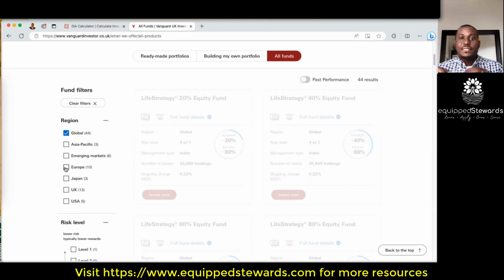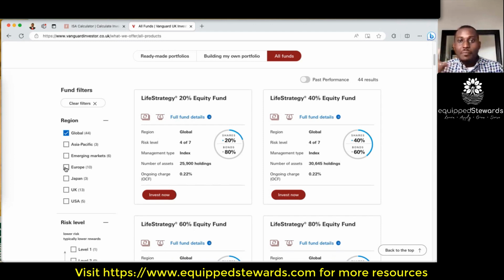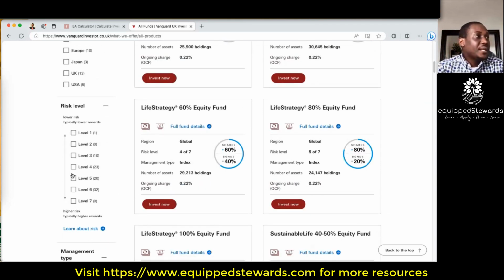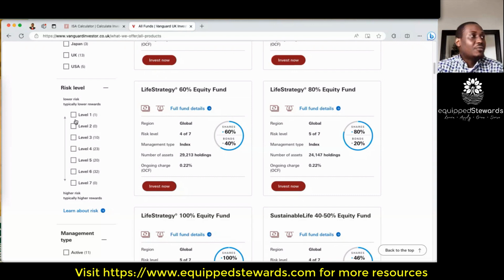So I'm not investing in a particular country. So if anything happens in that country, it doesn't impact my investment as much. So investing in the whole stock market is best. So then the risk level, like we mentioned, there is a risk level from risk level 1 to level 7.